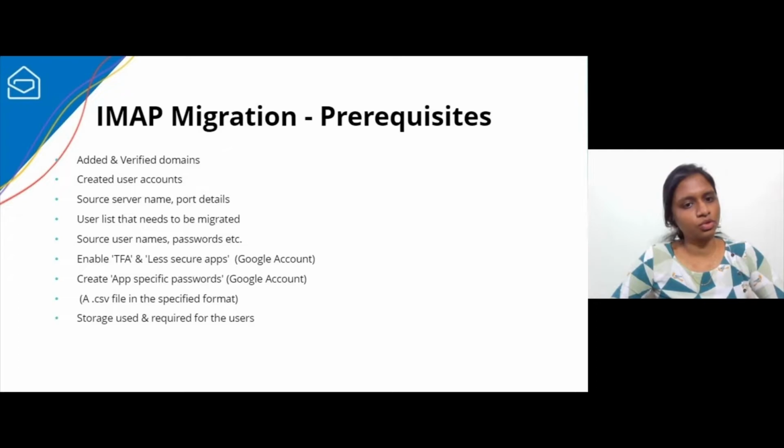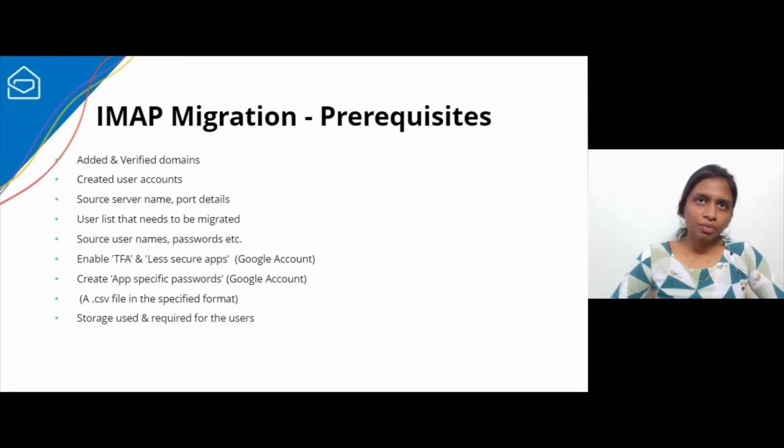And next comes source usernames and passwords, which is very basic. If you want to migrate users, you need to know the username and password of their Google account. Only then will you be able to migrate them from Google to Zoho. So that's very basic. And then you have enable TFA and less secure apps.